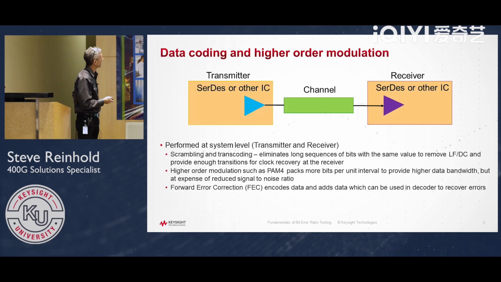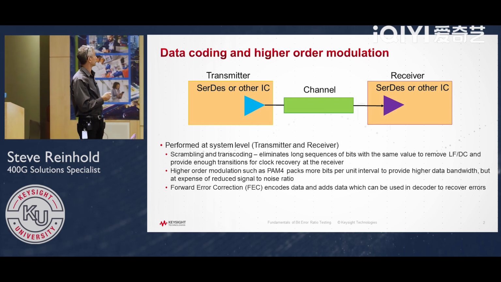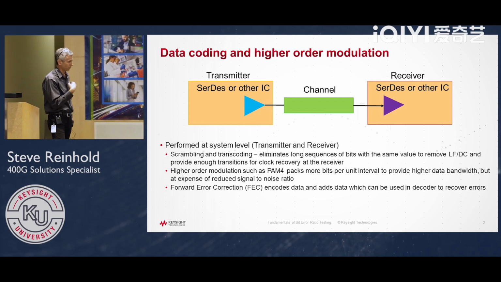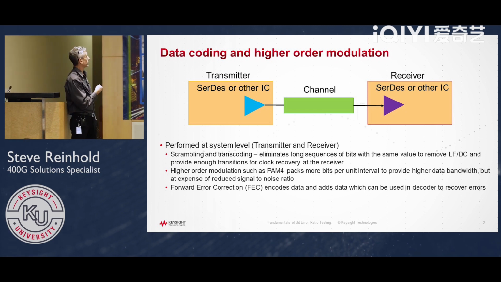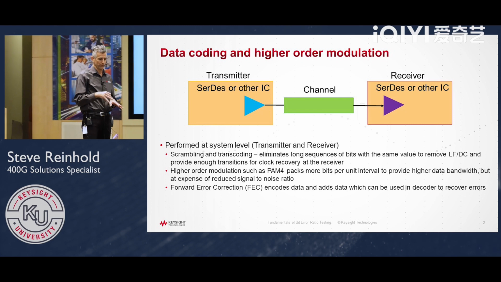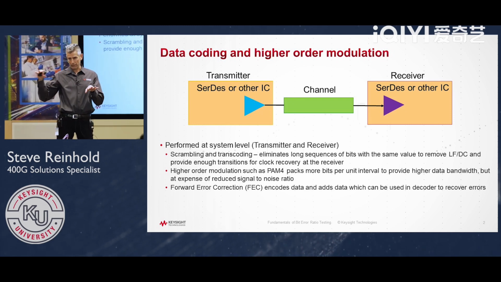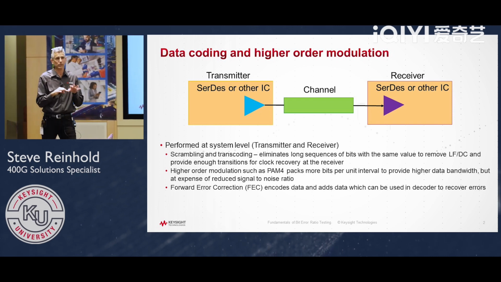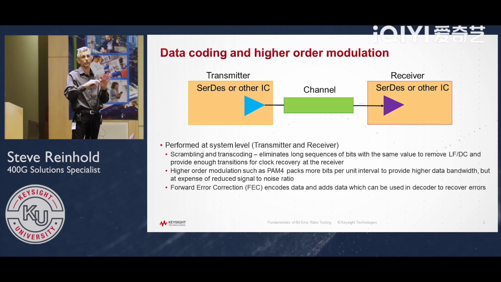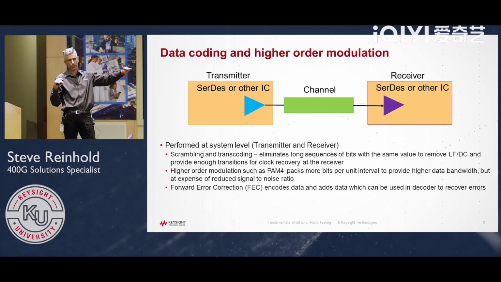circuitry. There's a couple other things that go into optimizing these channels, and so for high throughput as well as signal integrity, there's data coding and higher order modulation. So we do a thing called scrambling. So you can envision a data stream. If it were truly kind of random, you could have over time really long lengths of non-transition bits.